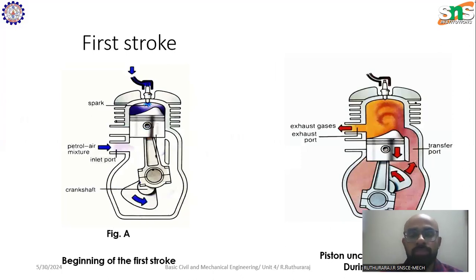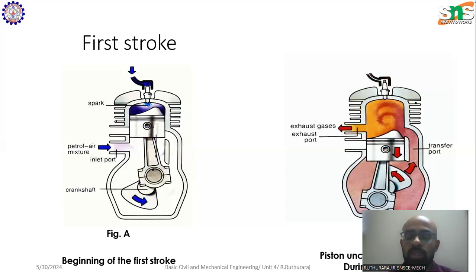In the first stroke, the power stroke, the combustion takes place and the piston is pushed down rapidly. Once it is pushed down, the exhaust gases will flow outside through the exhaust port, because it is present above the inlet port. This is the first stroke. Power as well as exhaust are combined as a single stroke. Power as well as exhaust will happen in a single stroke.